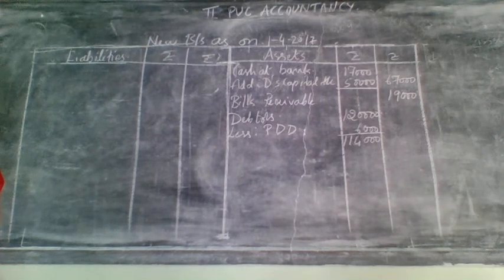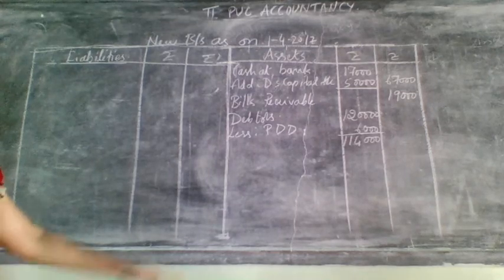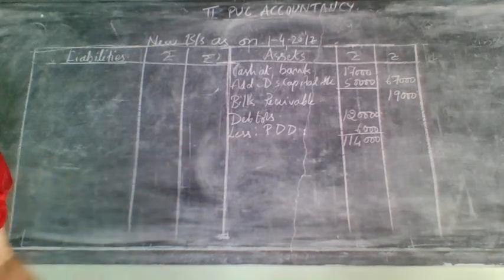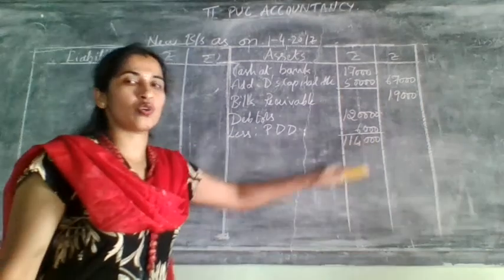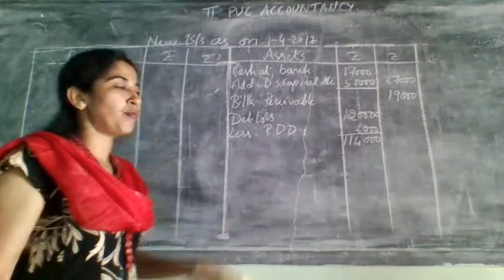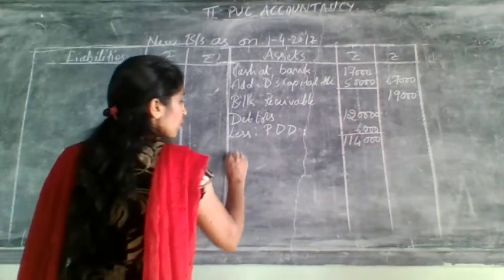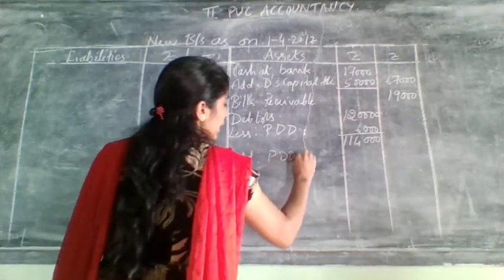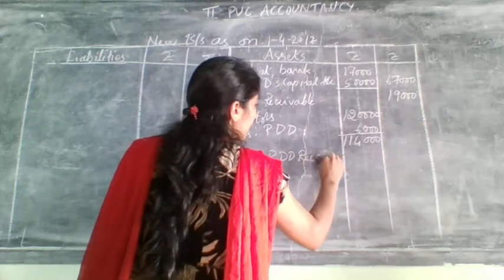Because it was recovered, when it comes on the credit side, now that PDD is recovered, what you need to do is add that amount to this total. For whatever you write here, you need to add that PDD amount. So write here, add PDD recovered.